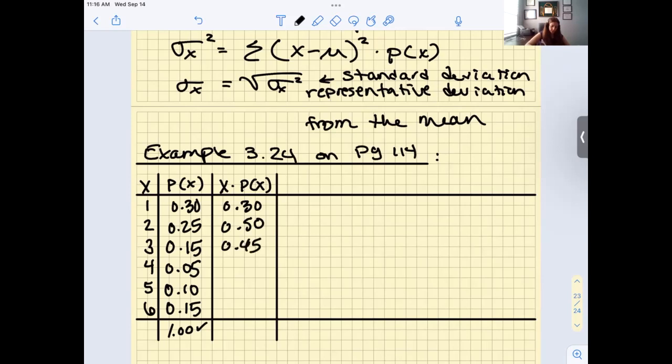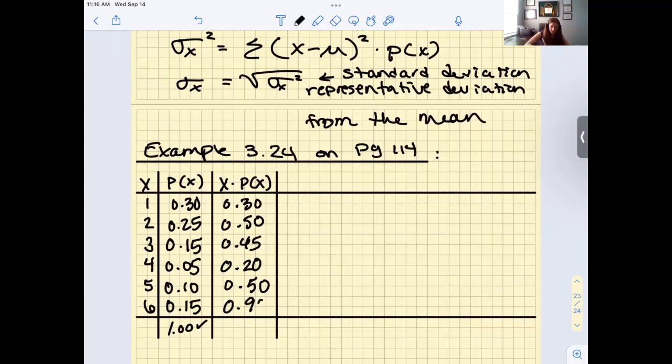0.45, next. 0.2, 0.5, next, 0.9. Questions about how we got those numbers?